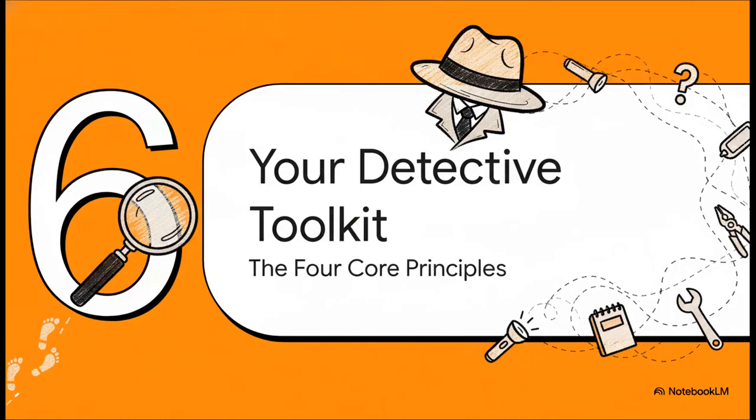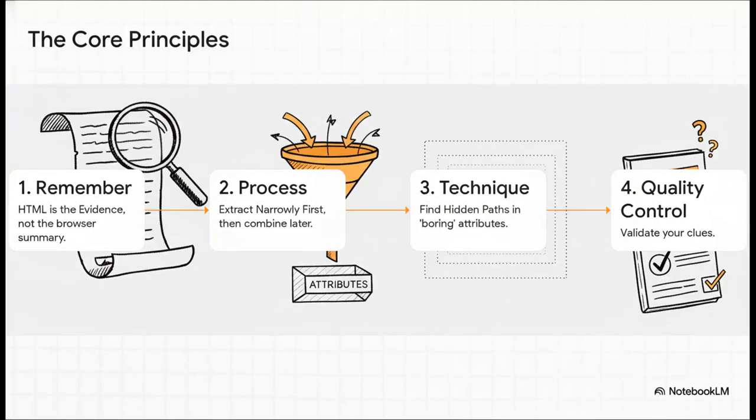So there you have it. We've gone through the whole investigative process. Now let's assemble all these ideas into your official data detective toolkit. Here it is, the 4 core principles for any data investigation. Number 1, remember, HTML is the evidence, not what you see in the browser. 2. Follow the process. Extract narrowly first, combine later. 3. Use the technique of finding hidden paths in those boring attributes. And 4. Always do quality control by validating your clues.